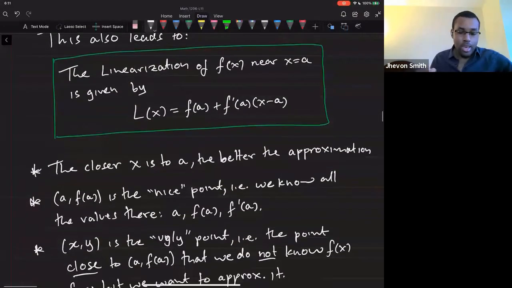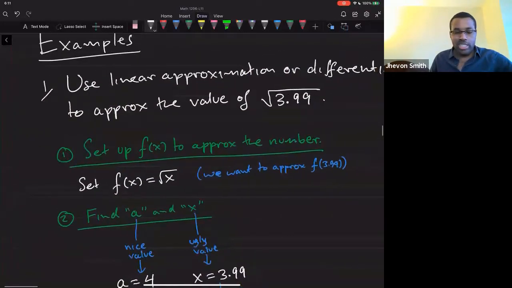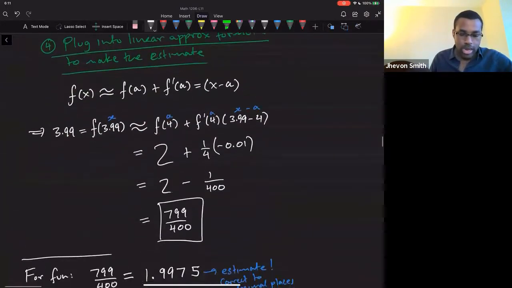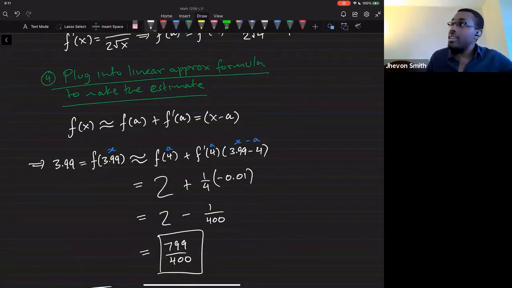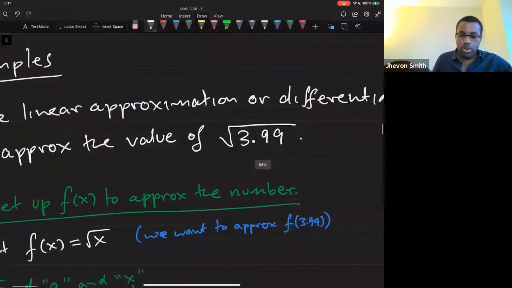So yeah, and we did an example of that, which is pretty much the kind of example I would ask you about if testing this kind of problem, is to just give you some weird number to compute by hand. And again, it's a matter of plugging into the formula. X is the value that you don't know. It's kind of like the guy you want to approximate f of x for. But A is a nice value that's close to x for which you know the value of f of x. So in this case here, we wanted to approximate the square root of 3.99.